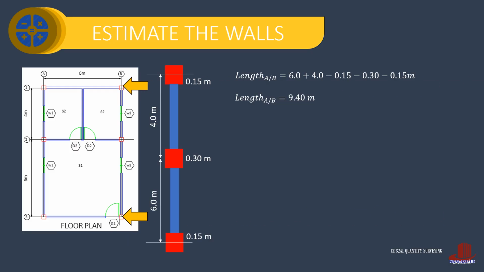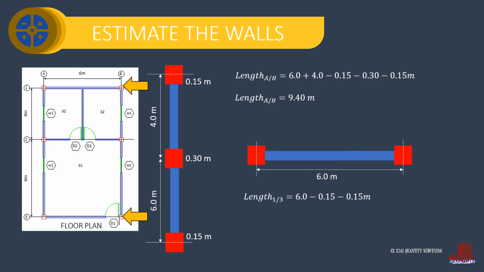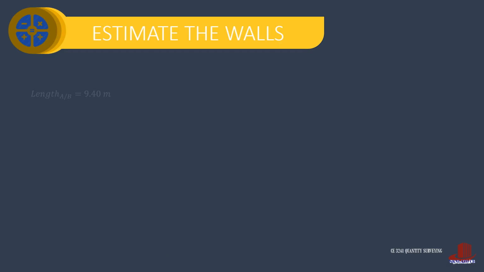Next are grids 1 and 3. Their span is 6 meters less half of the column width from both ends, so the wall length is 5.7 meters. Knowing the long lengths at grids A and B, then the shorter lengths at grids 1 and 3, we then take the height of the wall.